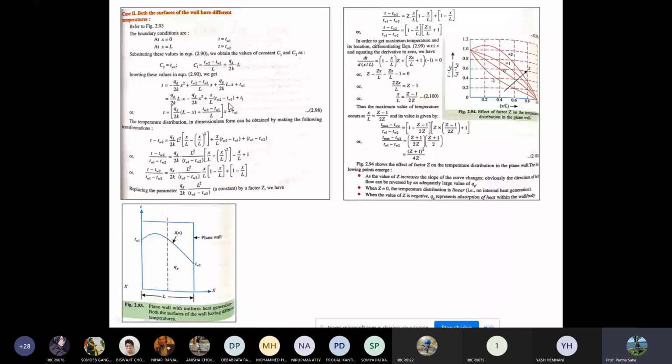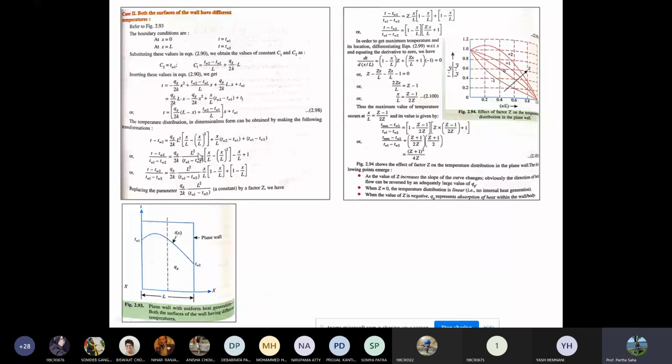Then substitute the values of C1 and C2, and you get this. Similarly, T becomes like this expression. It's a complicated expression. Now the temperature distribution in dimensionless form can be obtained by making the following transformation: (T minus TW) equal to Qg by 2k L square times this expression, divided by (T minus TW) by (TW1 minus TW2), right? So this is the expression.